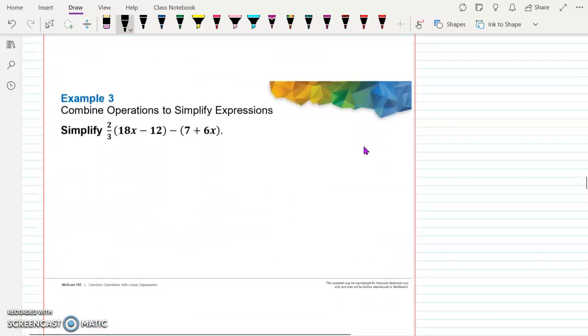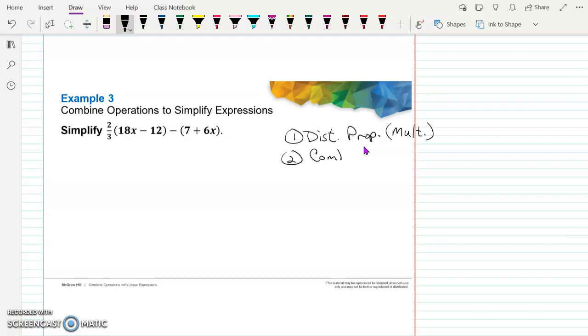Okay, so here we've got one where we've got a couple of distributive property going on here and combining like terms. So let's see how something like this turns out. Well, again, I want to go ahead and use my distributive property to simplify the multiplication, and then we'll add any like terms. Okay, so number 1, we're going to use our distributive property. That takes care of our multiplication. Remember our order of operations. And then we'll combine any like terms. And that'll take care of our addition or subtraction.